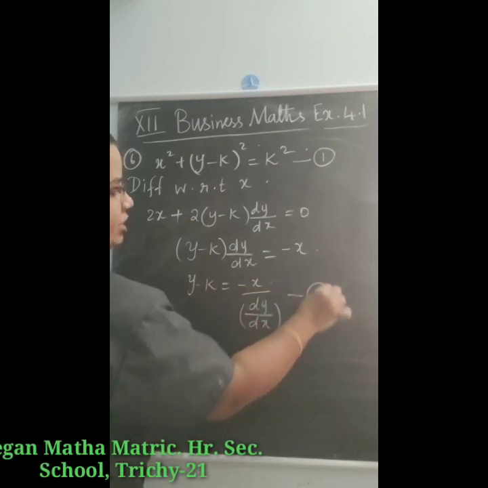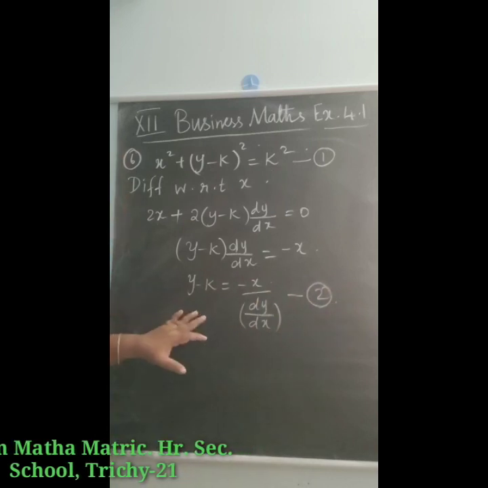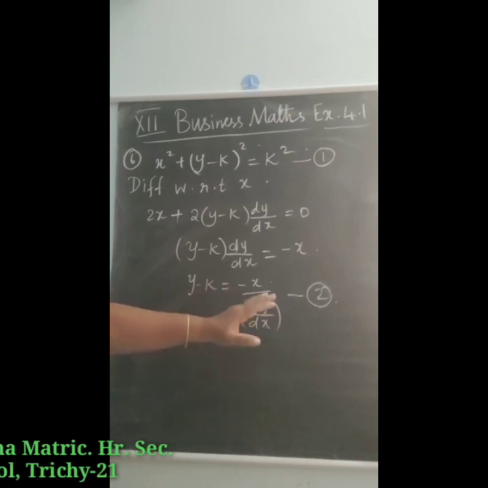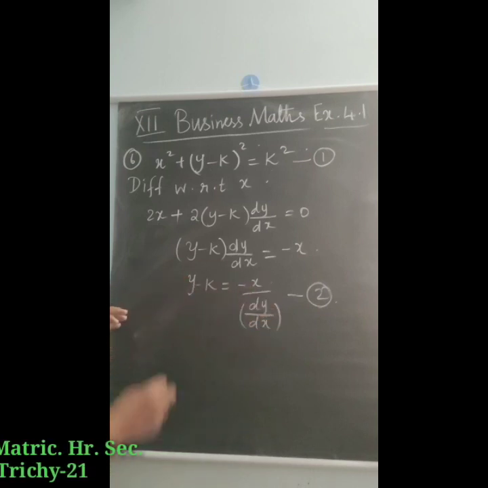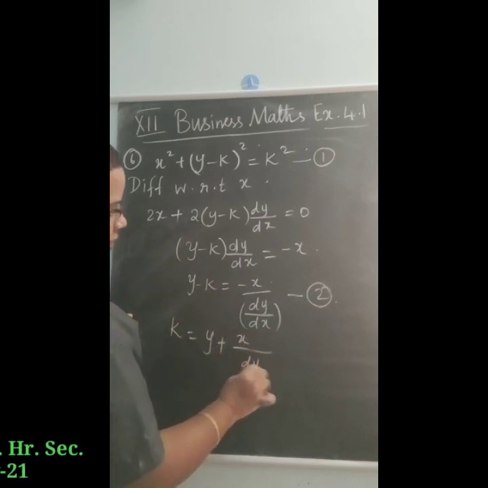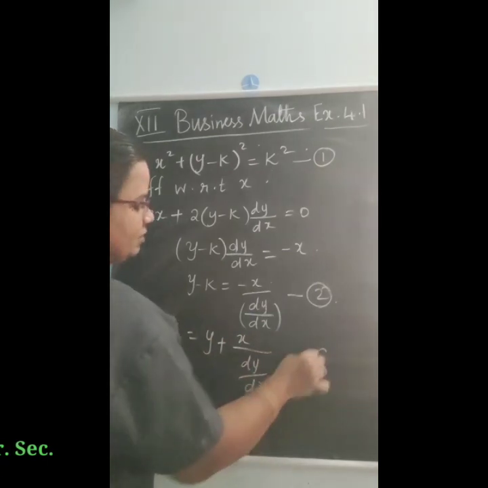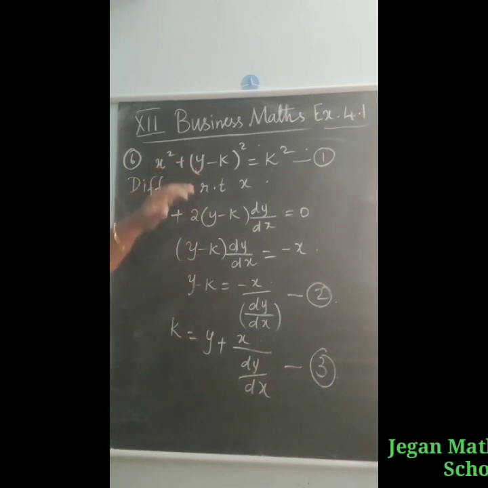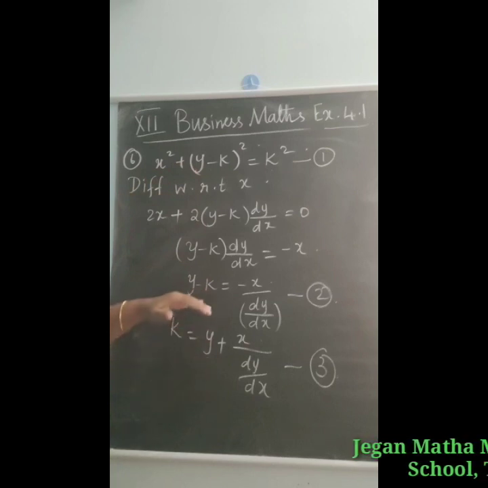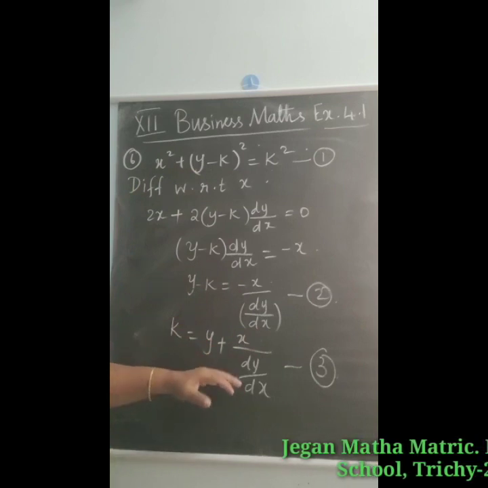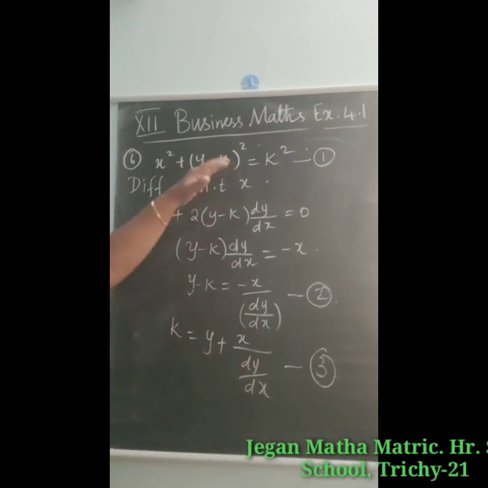This is the second equation. And what is k? So, k is equal to y plus x divided by dy by dx. This is the third equation. Now, we are going to substitute the second and third equations in equation number 1. Instead of y minus k, substitute this, and instead of k, substitute y plus x by dy by dx in the first equation.